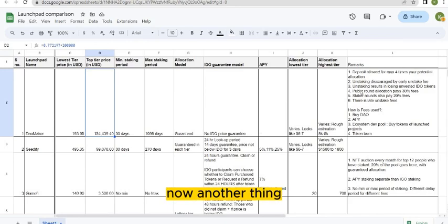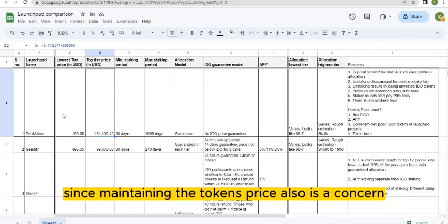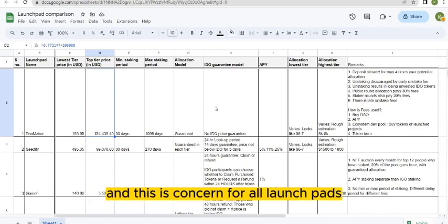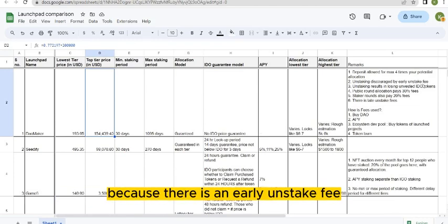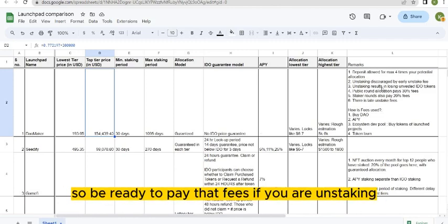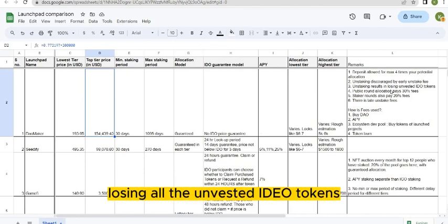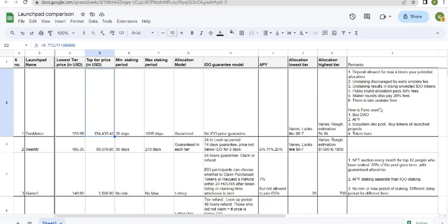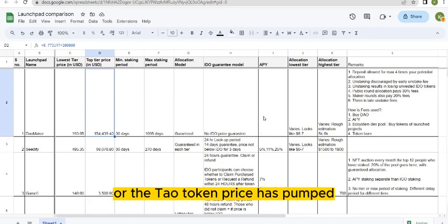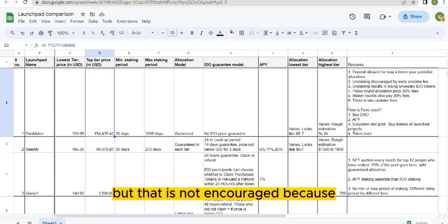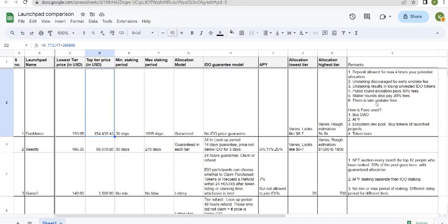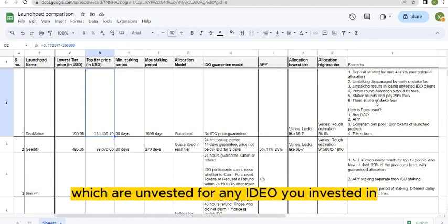Now, another thing: since maintaining the DAO token price is also a concern, and this is a concern for all launchpads, they have introduced some kind of mechanism which discourages unstaking, because there is an early unstake fee. So be ready to pay that fee if you are unstaking. Unstaking will also result in losing all the unvested IDO tokens. For example, you invested in an IDO and it did a 20x on its launch, but you are looking to move your funds to another launchpad, or the DAO token price has pumped and you want to book your profits and maybe later buy back DAO tokens again. But that is not encouraged, because if you unstake your tokens, you will also lose the tokens which are unvested for any IDO you invested in.